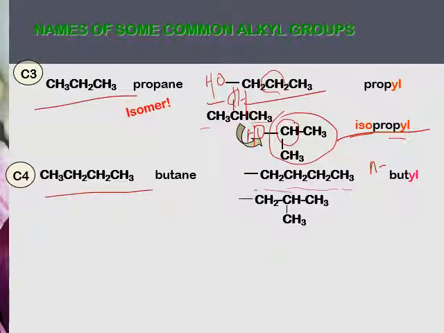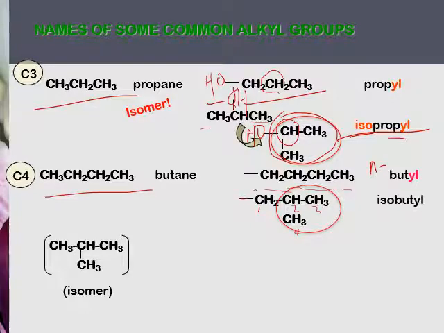If you count, it's still 4 carbons. So 1, 2, 3, 4. Still 4 carbons, so it's still butyl. But the arrangement is different. So this is called iso. It's an isomer, so it's called isobutyl. Note that isobutyl and isopropyl have similar structures. They all have a tail, CH3, CH3, and then one has a CH2, and that's 4 carbons, so isobutyl. This has 3 carbons, this has 4 carbons.